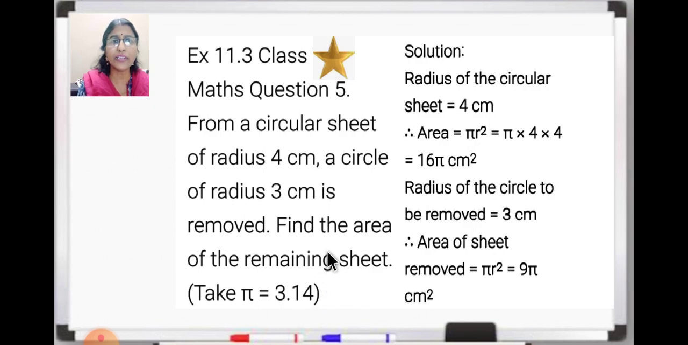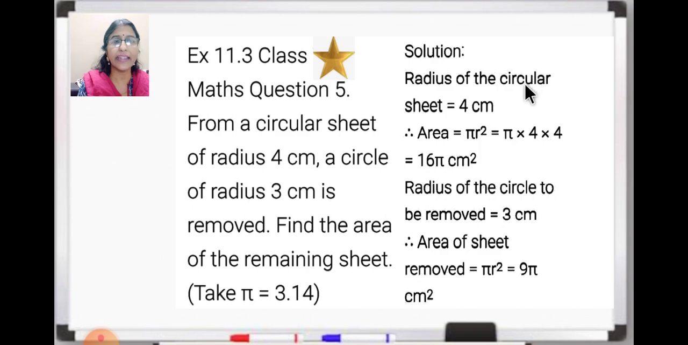So first, you can see in the question we have to find out the area. So first we'll find out the area of the circular sheet taking radius 4 cm. Then we will take radius 3 cm, and then we have to remove. Remove means what we'll do? We need to subtract. And then we will get the area of the remaining sheet. So let us see how to do it.